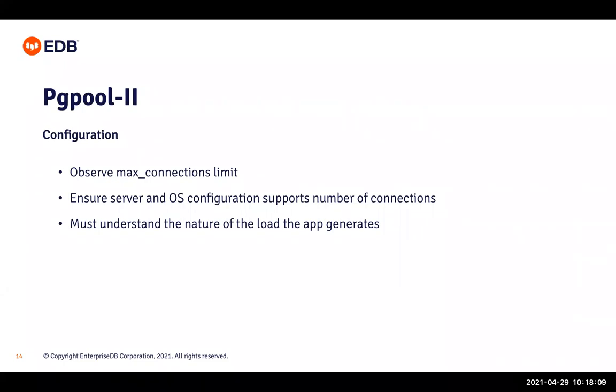Ensure that the OS is able to support that number of backend connections. And you should also understand the load your application generates to use pgpool. If your application is always going to be generating write heavy workload, then just use pgbouncer. You don't have to use pgpool because you cannot use the load balancing feature there.